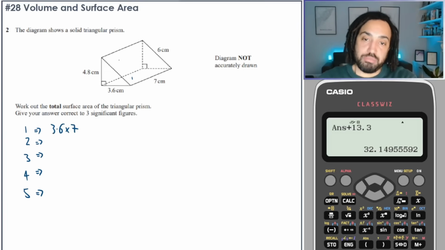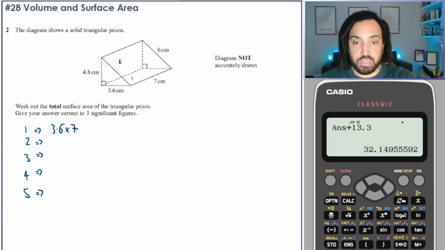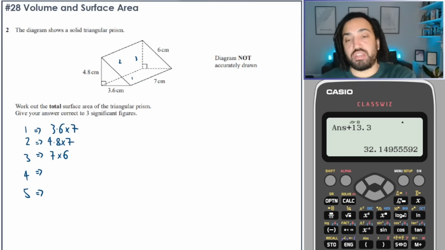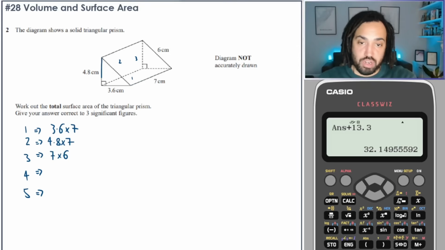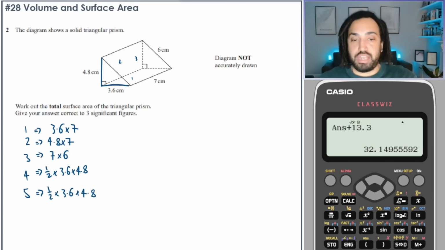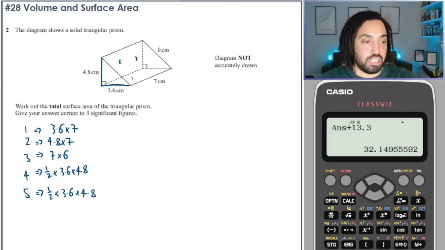And then let's go to the back for side 2. So that's 4.8 times 7. And then let's go to the slanted front side, which is 7 by 6. And then we have the triangle here, which is a half times base times height. And then we have another triangle at the back, which is exactly the same. Okay, so what we need to do is just add all of these up.